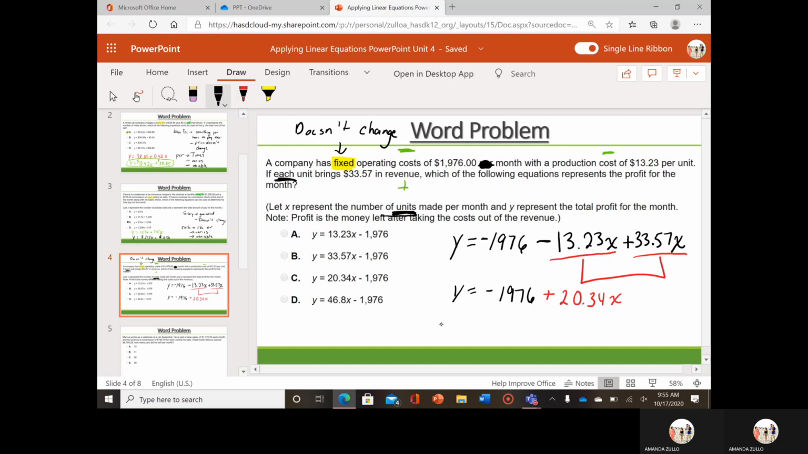I'm going to write this again, descending order. So you have y equals, well, they don't have dollar signs here, thankfully. So you have 2034x minus 1,976. And that answer matches C.